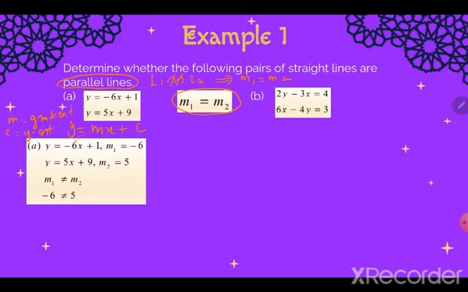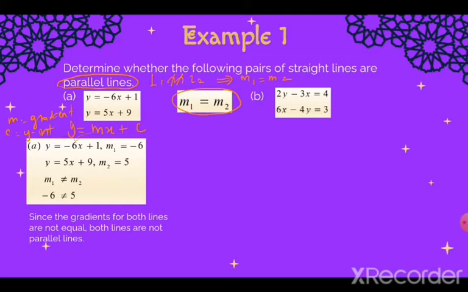So is m1 equal to m2? Of course not, because negative 6 is not equal to 5. So m1 is not equal to m2. So what can we say? Since the gradients for both lines are not equal, both lines are not parallel lines. As simple as that. Okay?